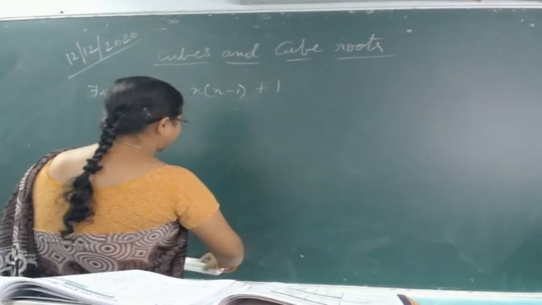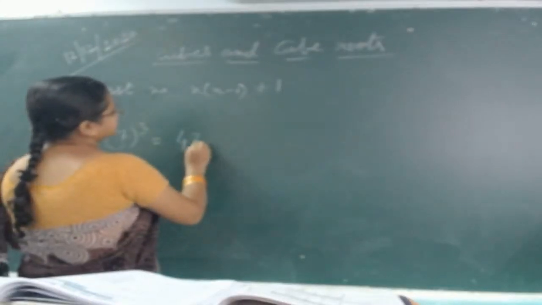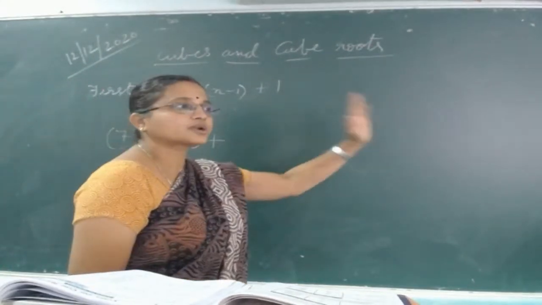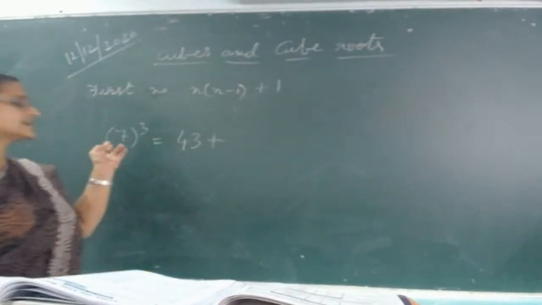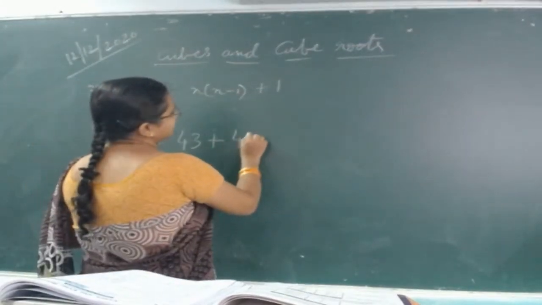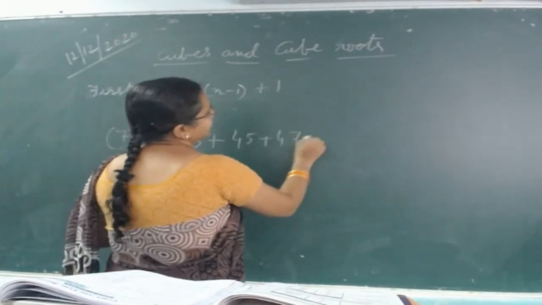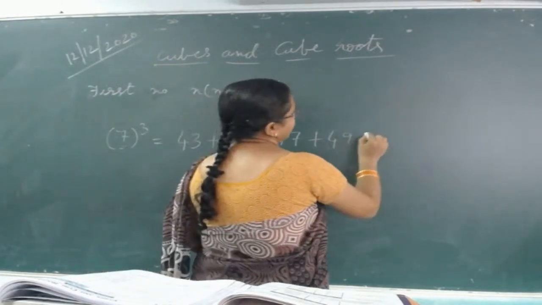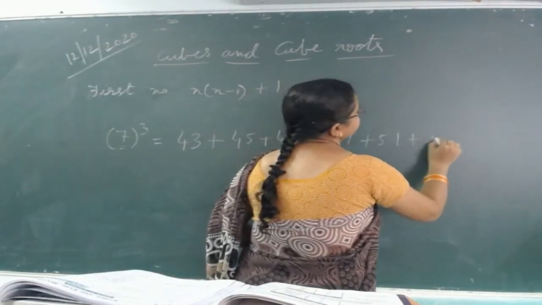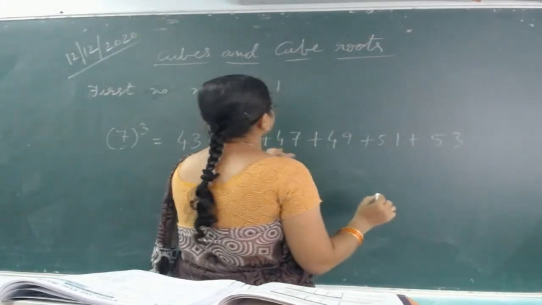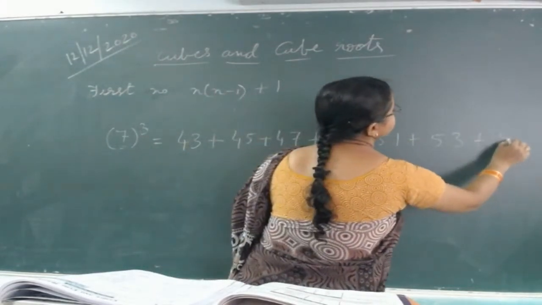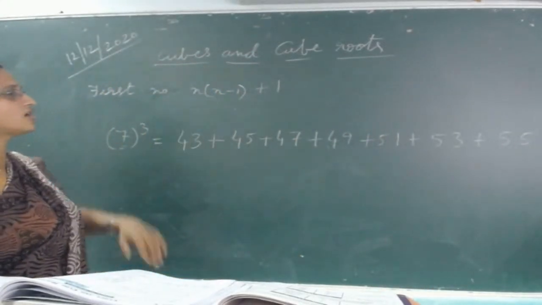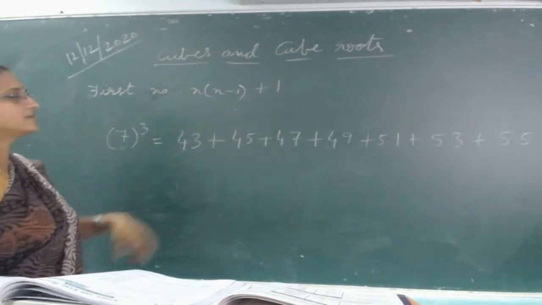You have to take 43 first, and afterwards consecutive odd numbers. You have to take 7 consecutive odd numbers here, because this is the 7 cube. That is equal to 43, after that 45, 47, 49, 51, 53, plus 55. Understand or not? If you add all these numbers, then you will get the value of 7 cube.